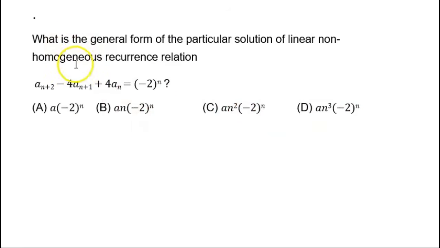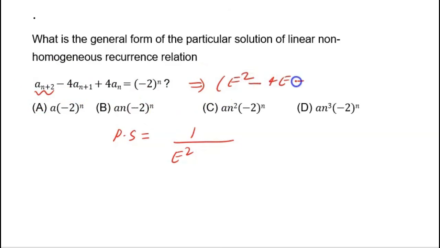Next, I hope I am not going too fast. What is the general form of the particular solution of a linear non-homogeneous recurrence relation? Particular solution, yes, PS. So how do you find it, ladies and gentlemen? 1 by e square. Let me rewrite. I think some of you will think that I'm not explaining. So e square minus 4e plus 4 an is minus 2 to the power n. So e square minus 4e plus 4 operated on minus 2 to the power n.